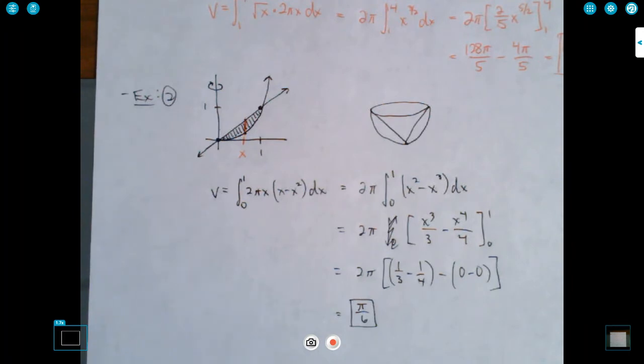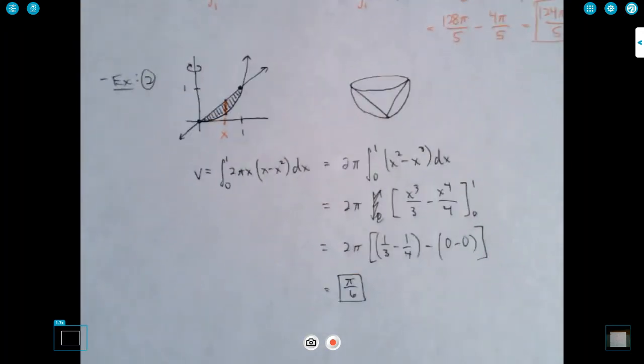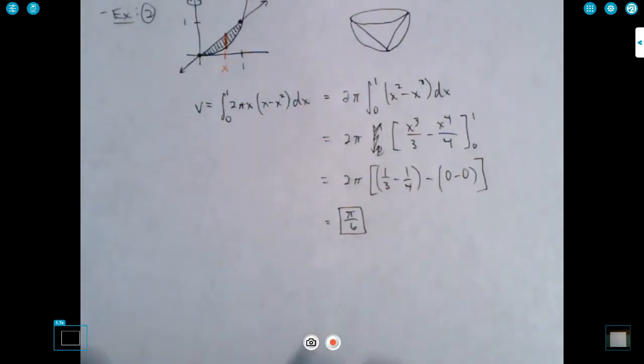So let me check in the book, make sure my answers are correct so far, because I don't want to lead you astray at all. We're on 6.3. Pi over 6. Yep, so far so good. Okay, last one. One more example, and then we'll call it good.